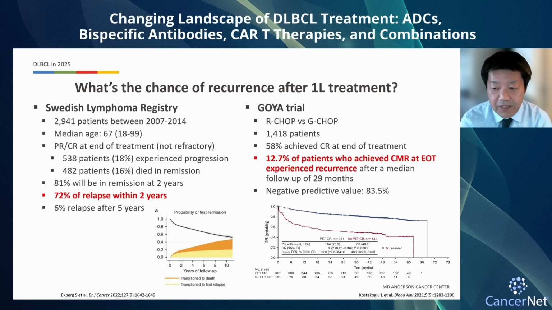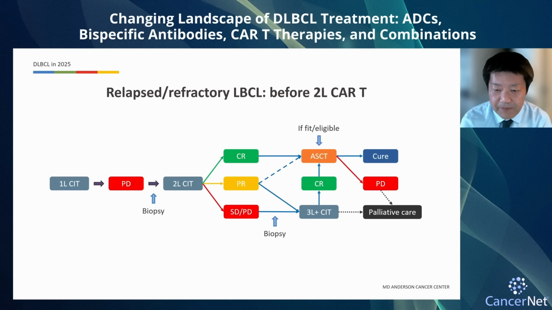This slide shows what typically happens after first-line treatment for large cell lymphoma in patients who experience progression or relapse later. The data from the Swedish lymphoma registry showed that about 70% of the recurrences occur within the first 2 years, if it happens, and late relapses are quite rare. Post 5 years, it's only 6% of the relapses that happen. The GOYA trial demonstrated that among patients who achieved complete response at the end of first-line treatment, only approximately 15% eventually experienced relapse.